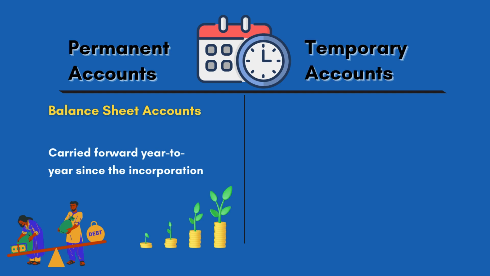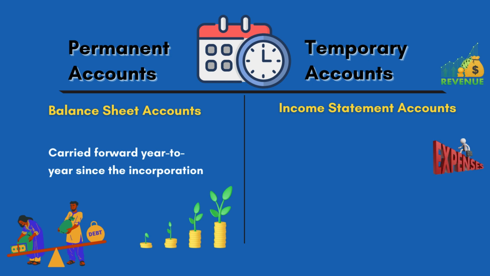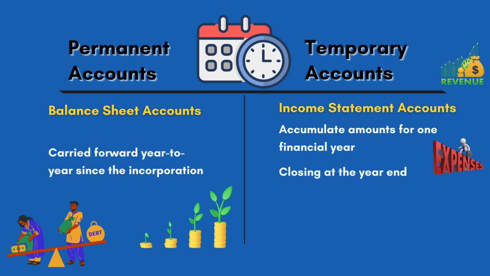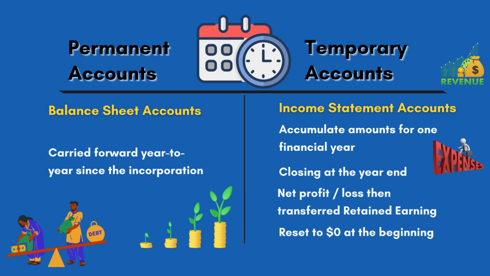Temporary accounts. These accounts are found on the income statement, including all revenue and expense accounts. Throughout a financial year, these accounts accumulate the company's revenues and expenses. Then, upon closing of the accounts for each financial year, the amounts in these accounts are transferred to retained earnings. They are then reset to zero at the beginning of the next accounting period.